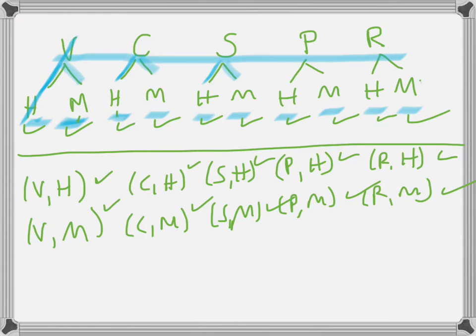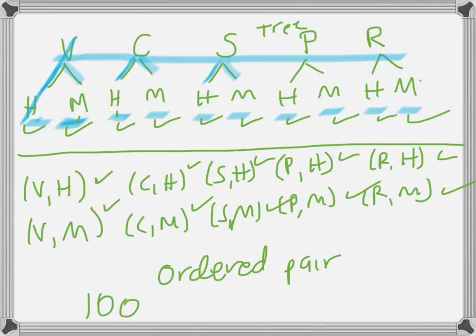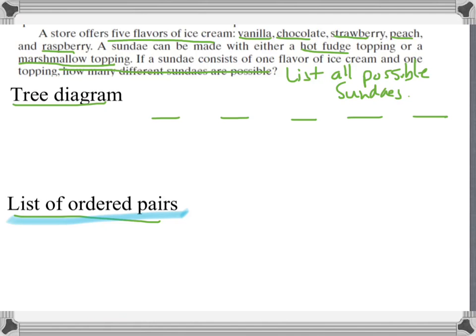So if you're asked to use either a tree diagram, this is a tree diagram, and this is ordered pairs, to list out the possible outcomes on the Regents, this is how you would do this, okay? Now, they might ask a follow-up question that says, how many outcomes can you get? And then you'd answer 10 possible sundaes for us. Okay, so that covers the tree diagram and the list of ordered pairs.